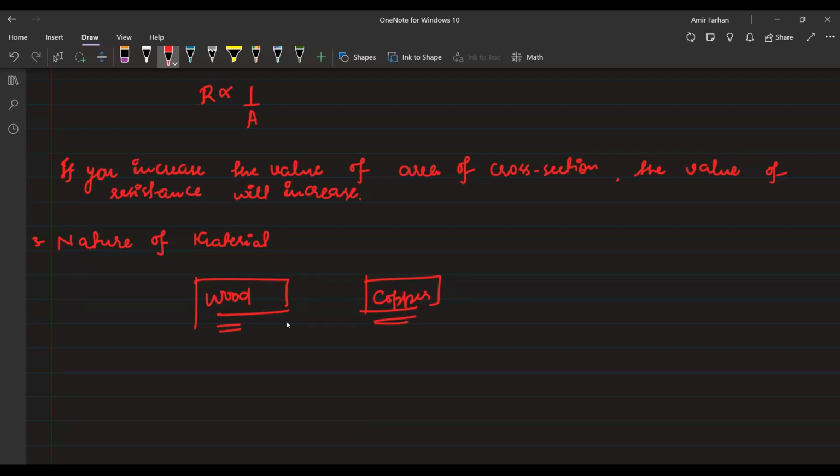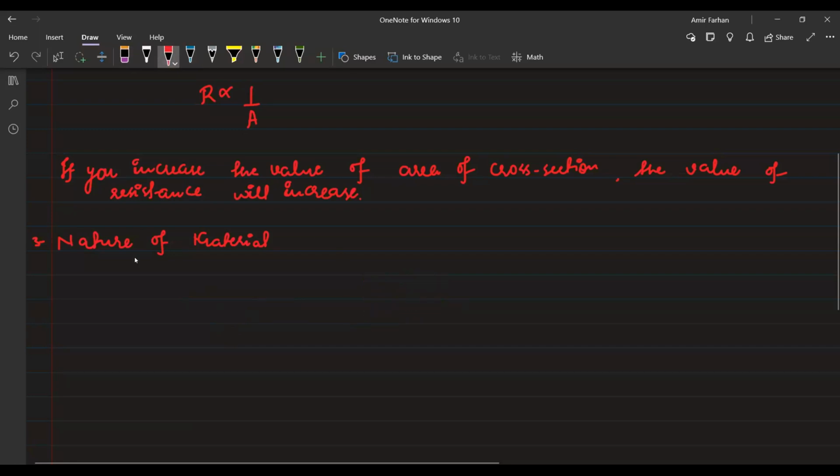I've taken this part in the starting of the class. I've told you about insulators, and the difference between insulators and conductors. Wood is an insulator, so it will have a higher resistance. Clear? Very good. So it means that if you change the material, the resistance will also change. Clear? Okay, everybody. So if you take a silver wire and one that is copper.